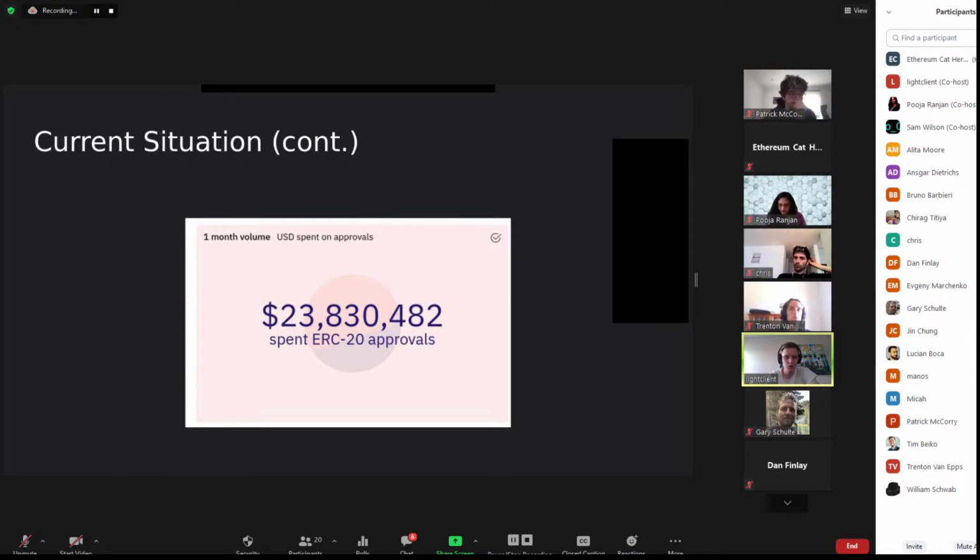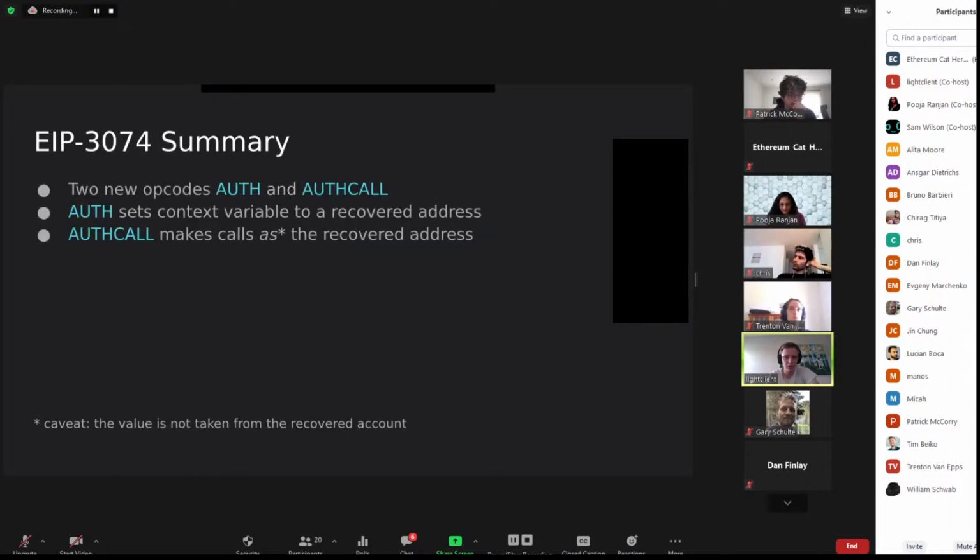Now we're going to go into more technical details about 3074, but I'm mostly going to skip over this stuff. We're going to add two new opcodes, AUTH and AUTHCALL. AUTH is the opcode that actually recovers the address from a signature, and AUTHCALL is very similar to the call opcodes, except it will set the message.sender equal to the address that was recovered from AUTH.